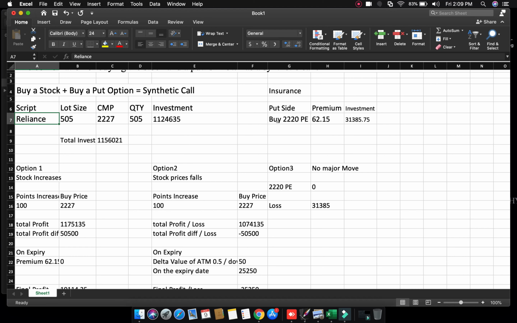So we find the nearest strike price to this current market price. Put side is like 2220. That 2220 P is currently trading at 62.15. The premium is 62.15. So your total investment for the premium, the insurance, for buying the put side is 31,385. Together, your total investment comes to approximately 11,56,021 rupees, including buying the script and buying the put side.